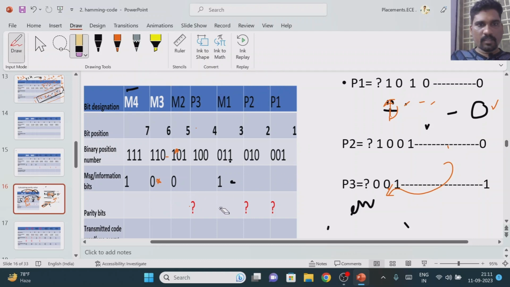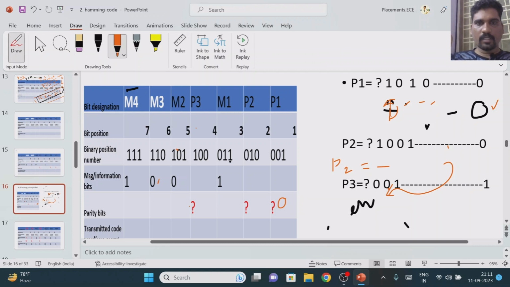Now what is the pending thing? P2 is pending, P3 is pending. Now we will see how to find out the P2 value. So we have got this answer: P1 value equal to 0. Now I am going to find out the answer for P2.